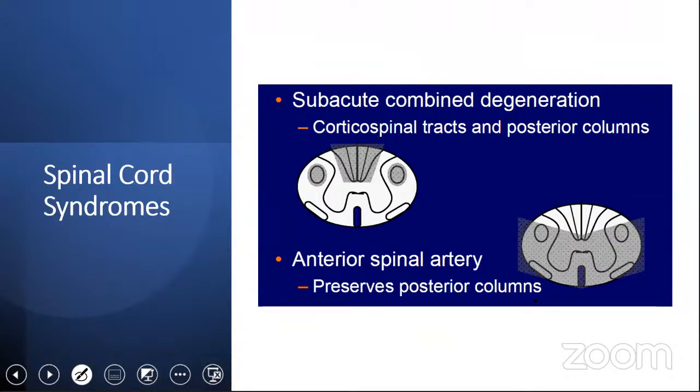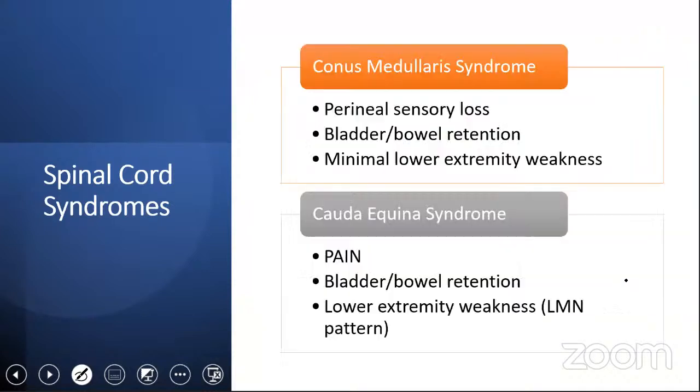Now, in subacute combined degeneration of the cord, the corticospinal tracts and posterior columns are involved. This is the condition of vitamin B12 deficiency, atrophic gastritis, and intrinsic factor deficiency, malabsorption syndromes, ileal resection. All these conditions can give rise to subacute combined degeneration of the cord. And also, anterior spinal artery occlusion preserves the posterior columns, and this is the anterior spinal artery distribution that supplies the spinal cord.